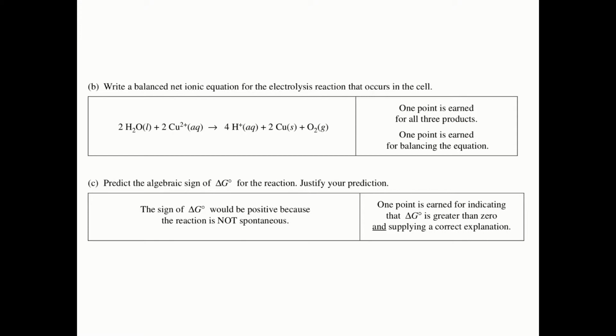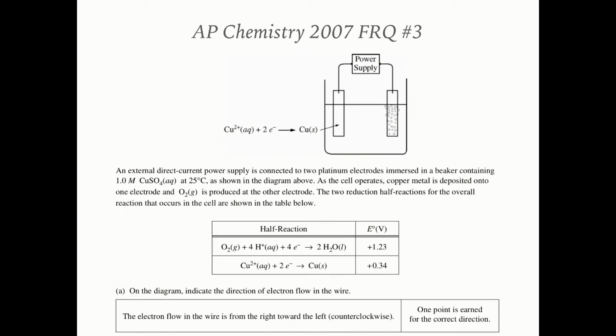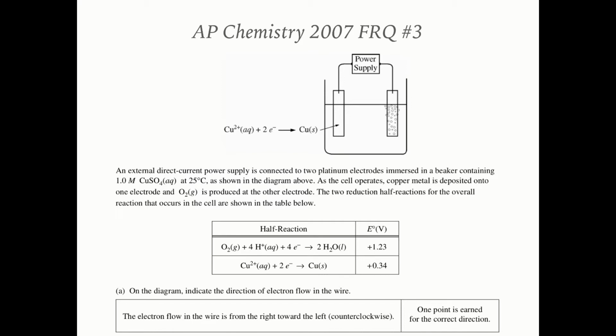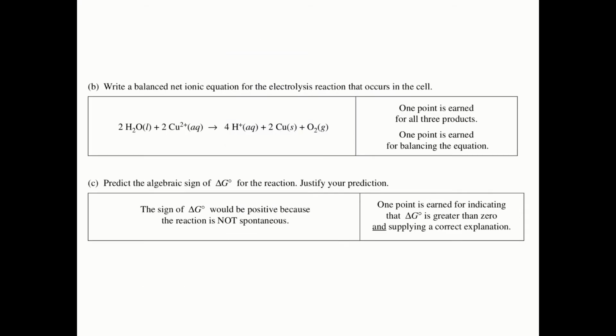Predict the algebraic sign of delta G. Well, since your cell potential, when you add them together, is going to be negative because it's negative 1.23 plus 0.34, your delta G is going to be positive. Okay, justify your prediction. You can either say because the cell potential is negative, delta G will be positive, or you could say that because it's not spontaneous, because it's requiring a power source. So you got 1 point for saying that delta G is greater than 0. And you need to make sure to explain the correct explanation.